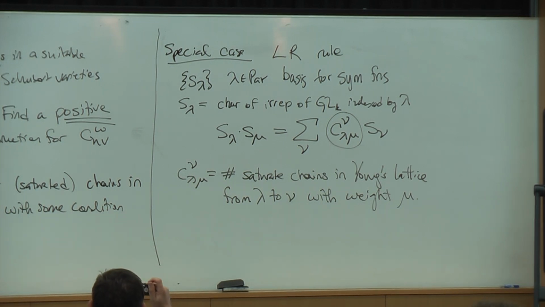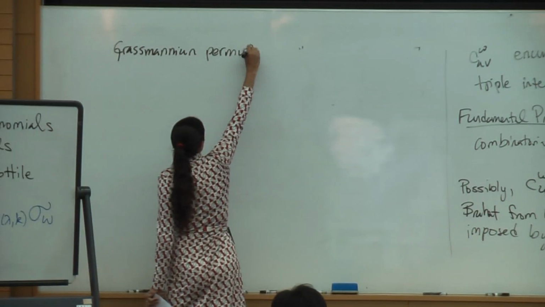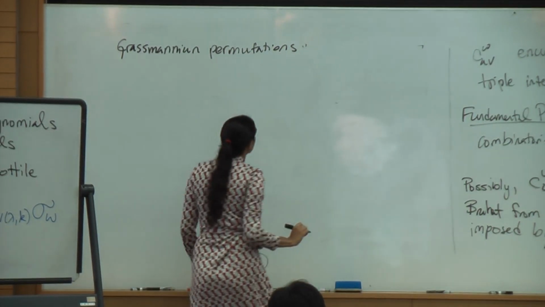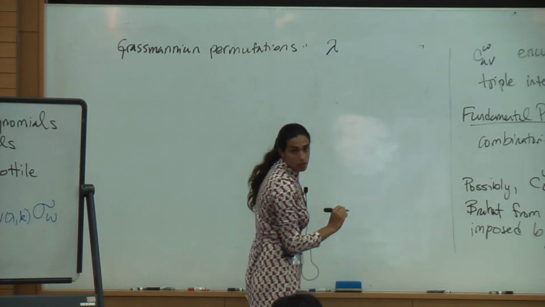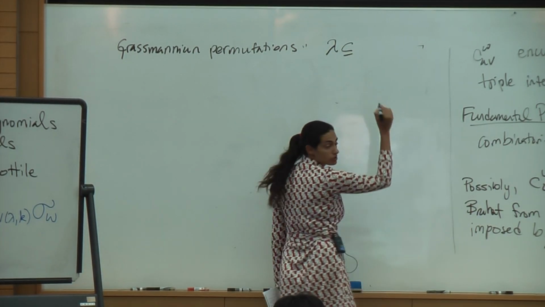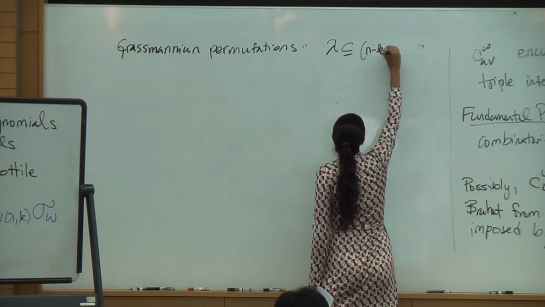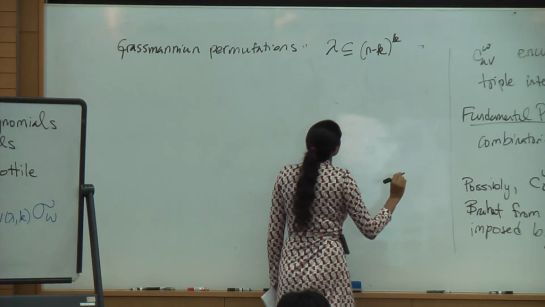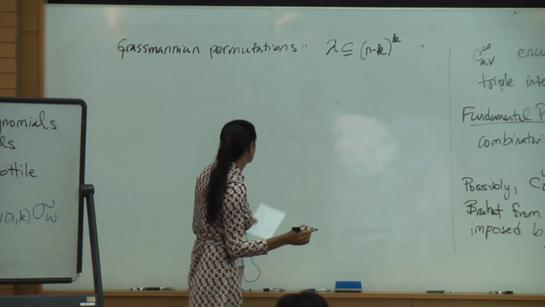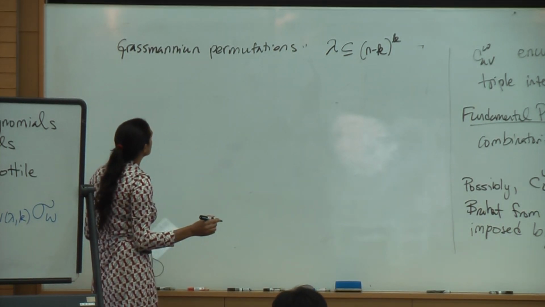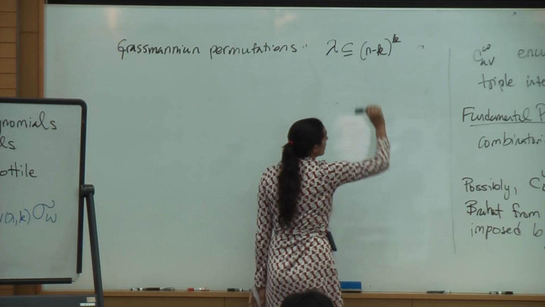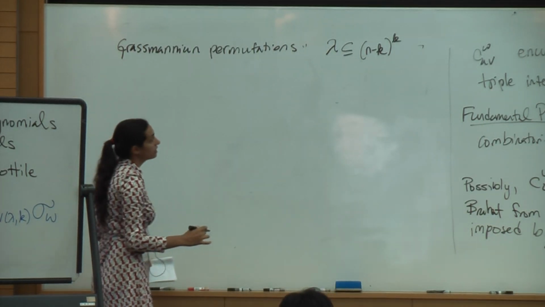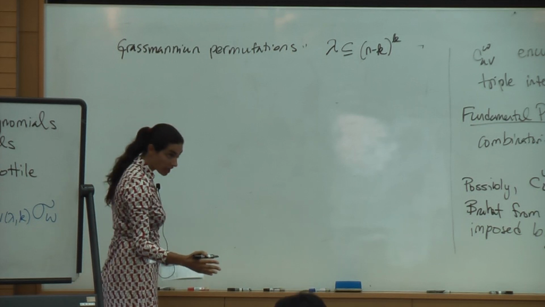So let's talk for a second about Grassmannian permutations, and I'll tell you what these are. They're going to take input lambda, which is a partition, and it needs to fit inside a certain rectangle, a k by n minus k rectangle, and they're also going to have an integer k. The Grassmannian permutation associated with lambda and k is going to be the unique permutation of shape lambda that has a single descent, and it happens at position k.